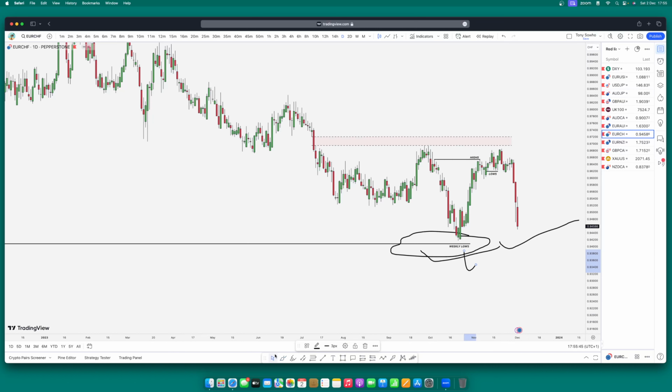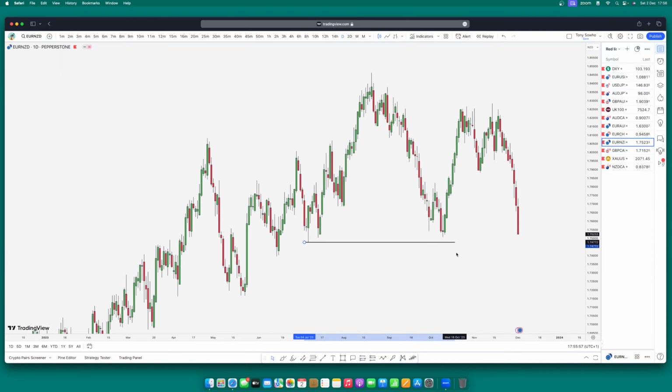EUR NZD, this is also falling hard, and there's liquidity to the downside. You see, EUR AUD, EUR CHF, EUR NZD, they all have one thing in common: liquidity to the downside. We should have EUR USD, liquidity to the downside. So every euro pair as the base currency now has liquidity to the downside: EUR USD, EUR AUD, EUR CHF, EUR NZD. So we do have this daily liquidity down here.